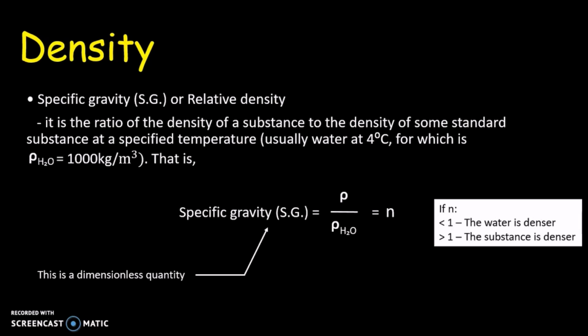After all, specific gravity only tells us how dense a substance is relative to another substance, and in this case, water at 4 degrees Celsius. If the value of n that we get is less than 1, it means that the water is denser, and the substance will probably float if it is put in a water mixture. And if the value of n that we get is greater than 1, it means that the substance is denser, meaning it will sink if it is mixed with water.